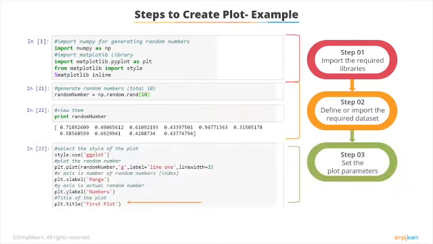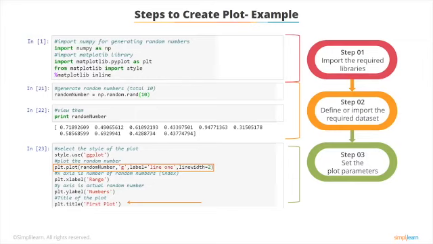The third step is to set the plot parameters. In this step, we set the style of the plot, labels of the coordinates, title of the plot, the legend, and the line width. In this example, we have used ggplot as the plot style. The plot method is used to plot the graph against the random numbers.